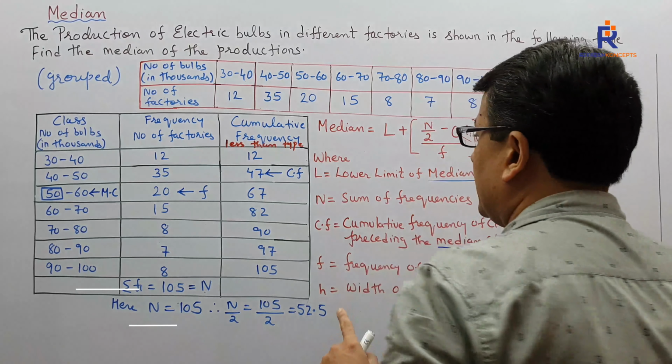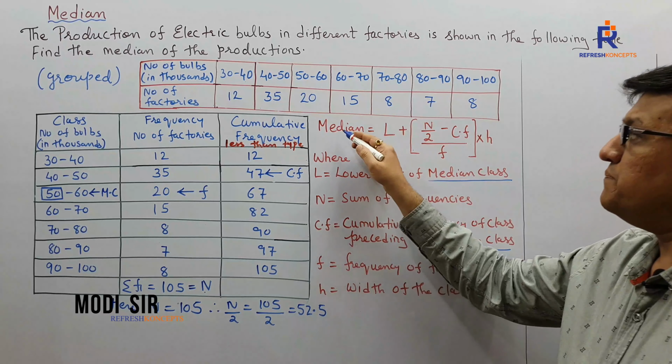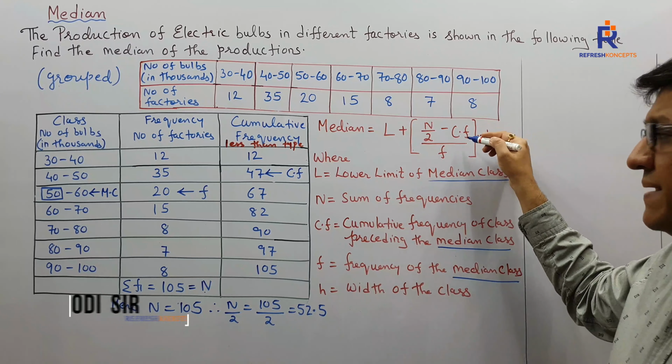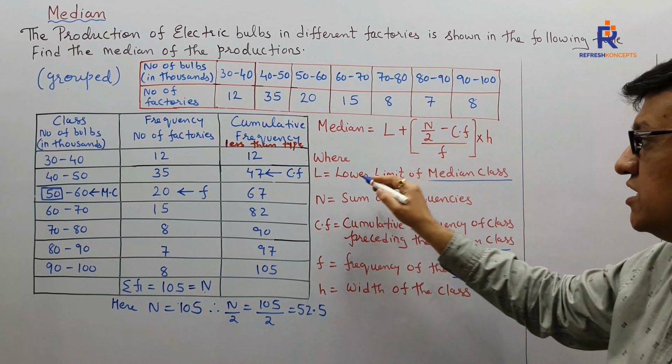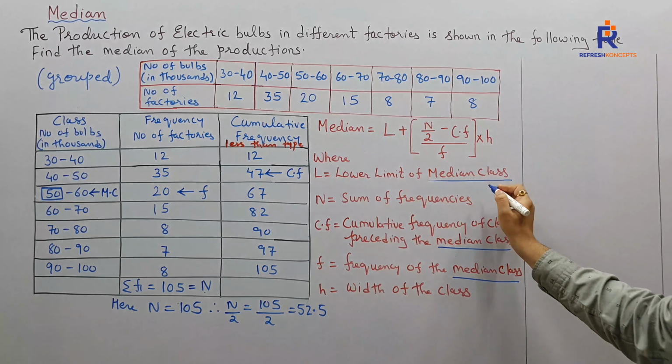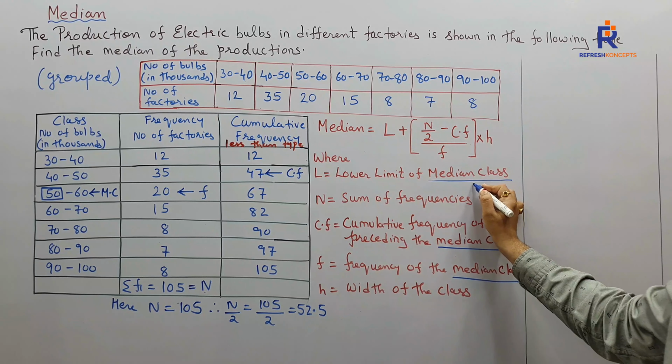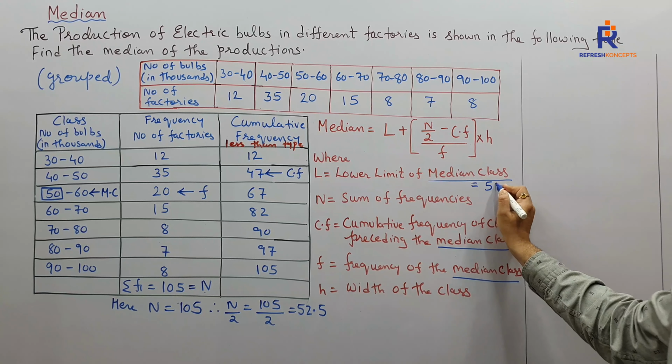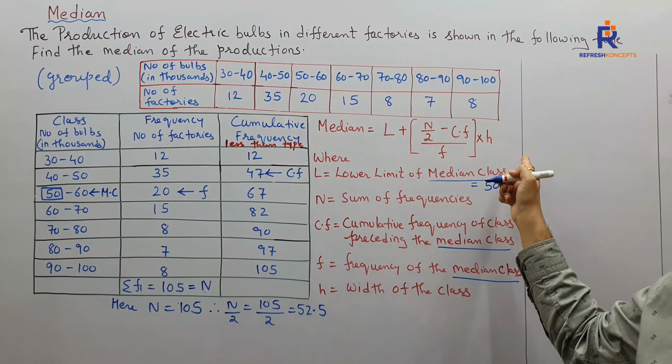So let's once again write down everything over here itself. Median is L plus (n by 2 minus CF) by F into H. Lower limit of the median class: in our sum, the lower limit of the median class happens to be 50. So I'm writing over here 50, children, as per our sum.